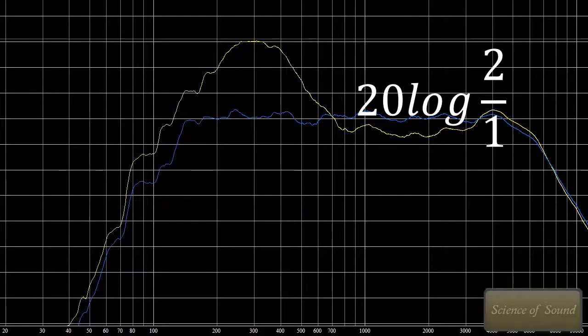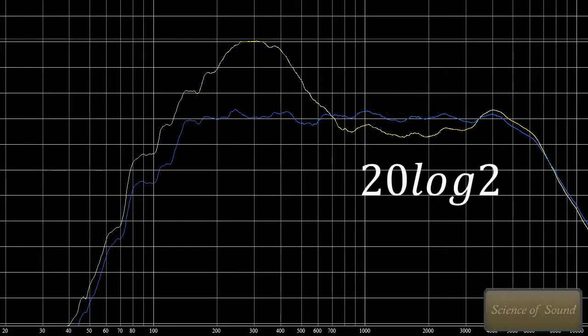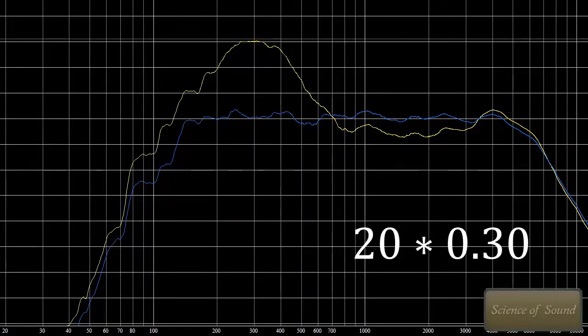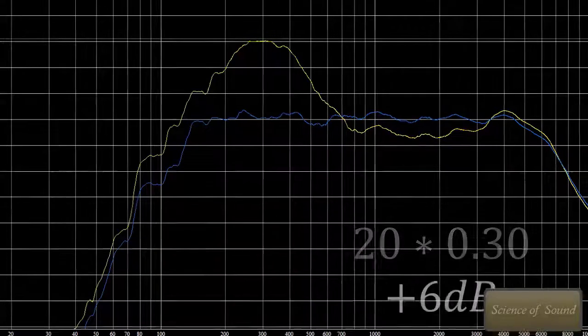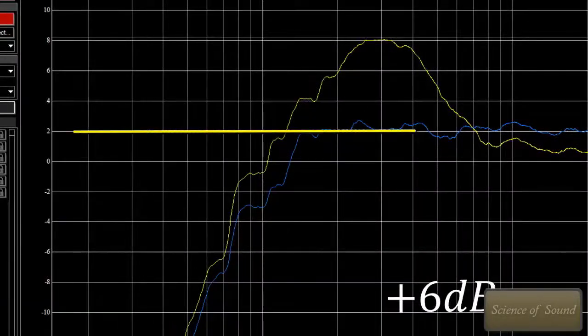2 divided by 1 is 2. The log of 2 is 0.30. 20 times 0.30 is 6. So we clearly see a 6 dB increase in pressure.